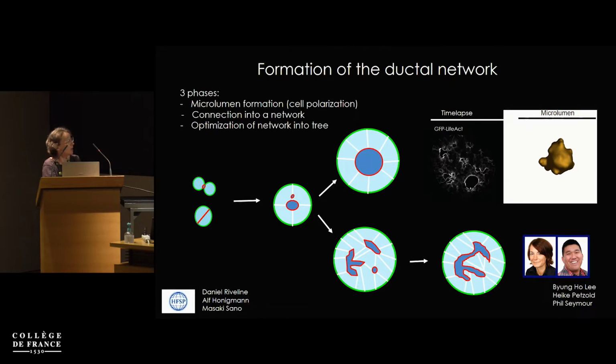And with time, in the sphere system, the cells start pumping heavily, and the epithelium is tight. And what we observe is that these microlumen merge with the main lumen. So eventually, we go to a single lumen. And that's what happens in the very large tubes of the pancreas.